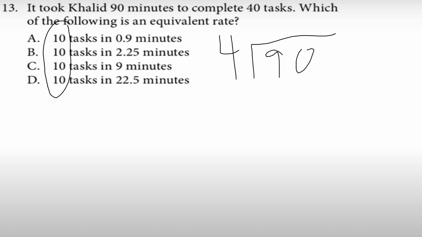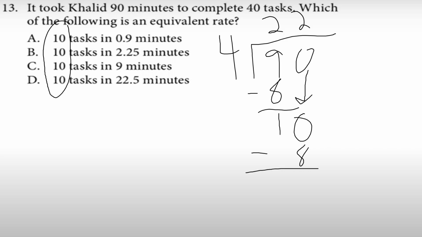So 4 goes into 9 2 times. 2 times 4 is 8. We subtract 8 from 9, that gives us 1. We can bring that down. That gives us 10. 4 goes into 10 2 times. And 4 times 2 is 8. That leaves us with 2. So we can stop right here because there's only one answer that has a 22 in it.